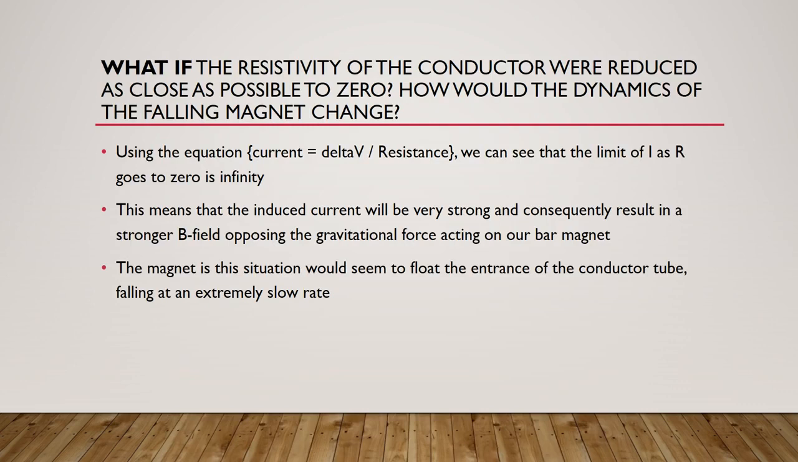Now to the follow-up questions. What if the resistivity of the conductor was reduced as close as possible to zero? How would the dynamics of the falling magnet change?